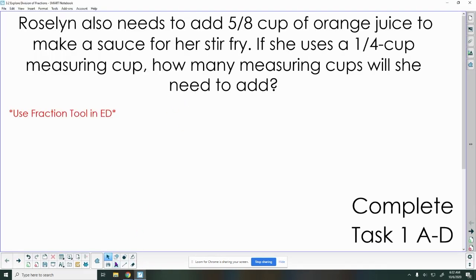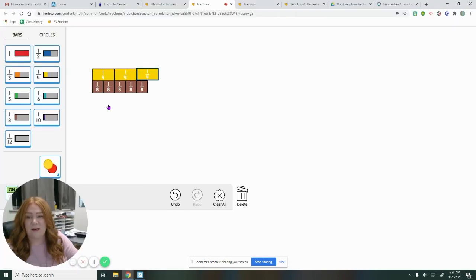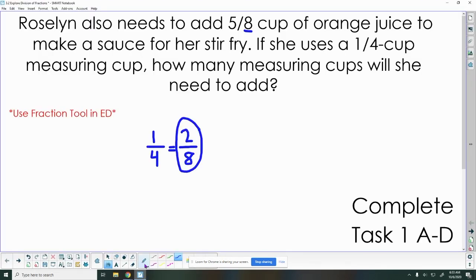So let's come back to our problem here. So I know that she is scooping up 5/8 and she's using a 1/4 measuring cup. I can also think about that mathematically and turn my 1/4 into an equivalent fraction out of 8. So 4 goes into 8 2 times. So 1 times 2 is 2. So that means every time she's scooping out a fourth, she's getting 2/8, which we proved over here as well. Every time she scooped out 1/4, that was 2/8.